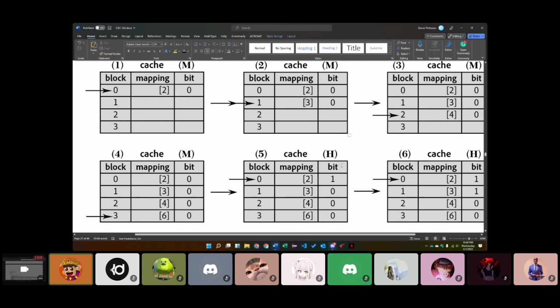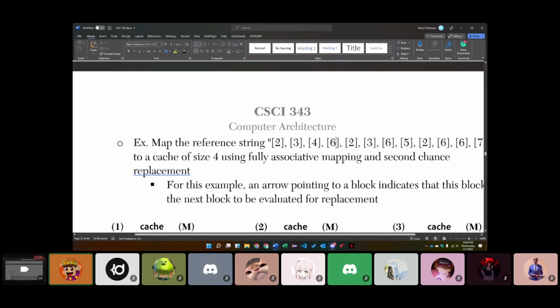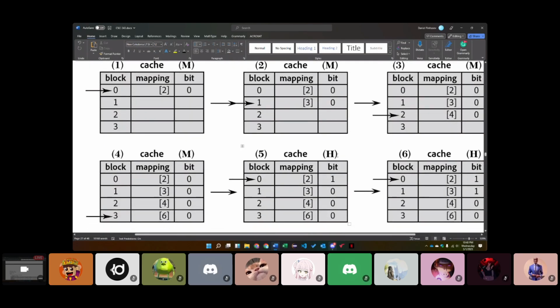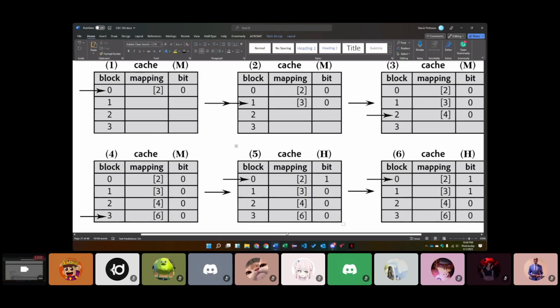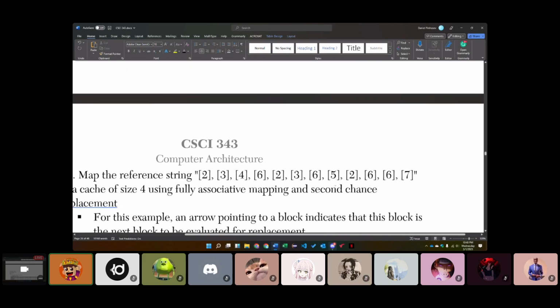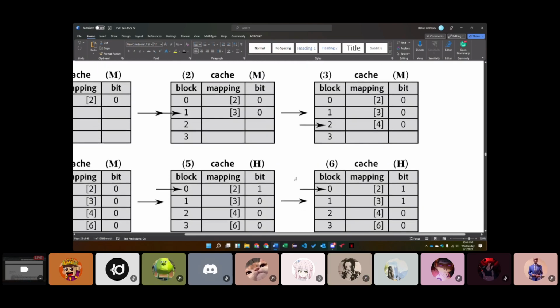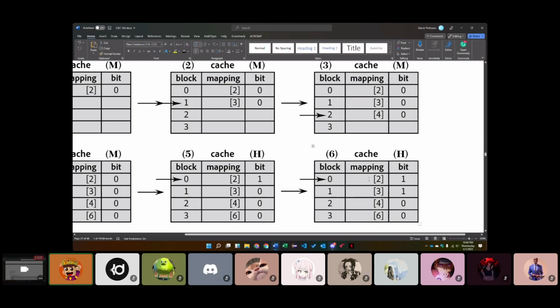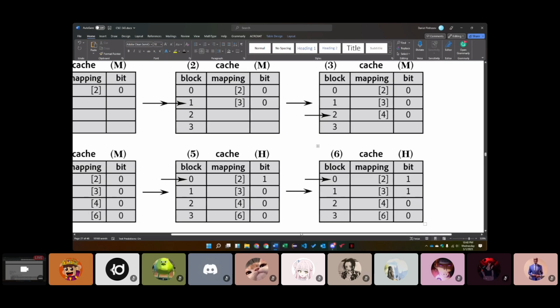Now for our fifth one, 1, 2, 3, 4, 5 is a 2. 2 is a hit. So now since 2 is a hit, its bit turns to 1. That's just how it works. That means it's given a second chance. Now our sixth element is a 3. We're looking in the cache. 3 is a hit. Yes, it's in the cache. So 3's second chance bit turns to a 1. Clock hand doesn't move. If there's hits, nothing happens to the clock hand.